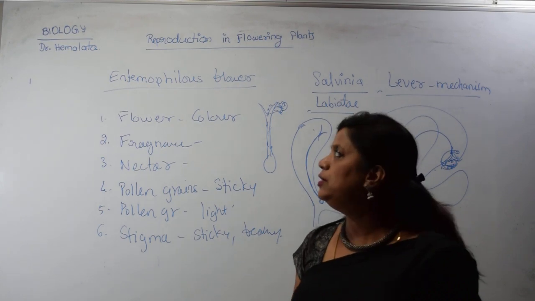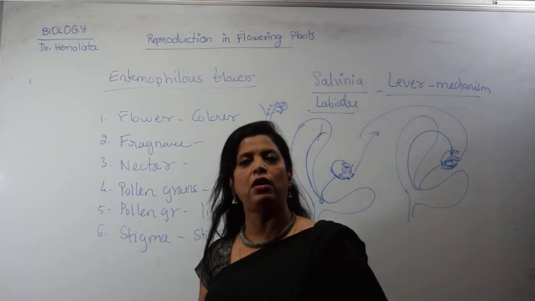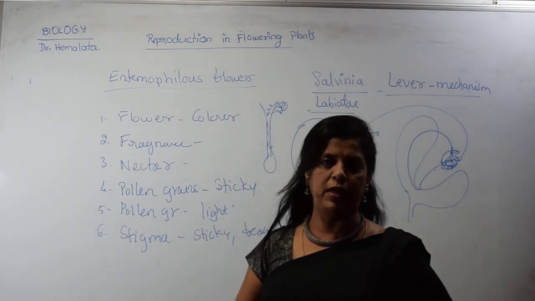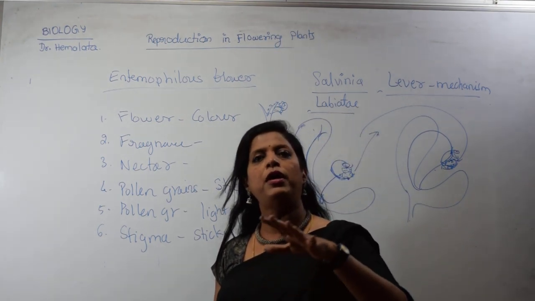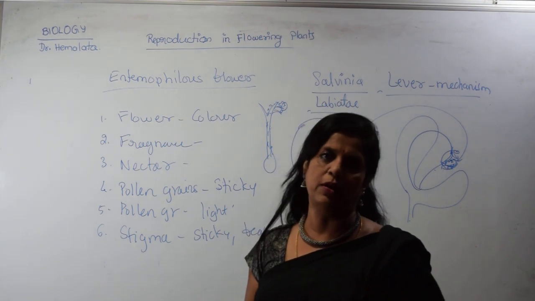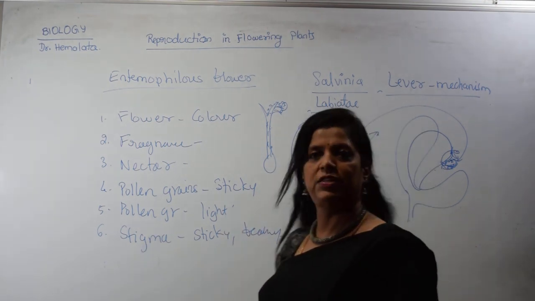Right? Here in this you can give the example of Rafflesia arnoldii, which is the largest flowering plant, and it produces a kind of rotten meat-like smell. Okay? So that's about the entomophilous flowers.